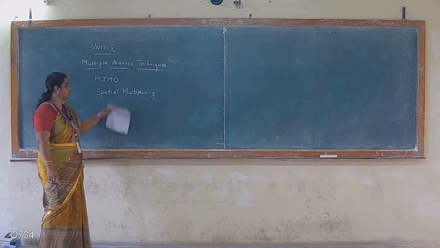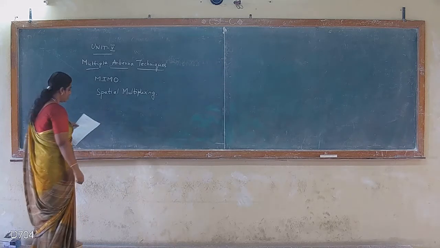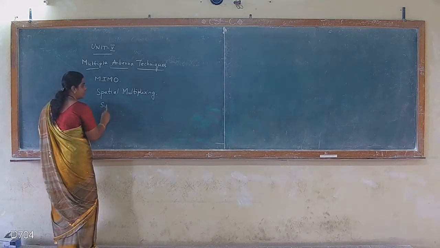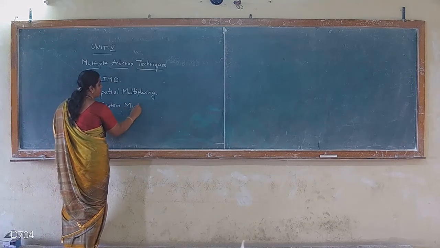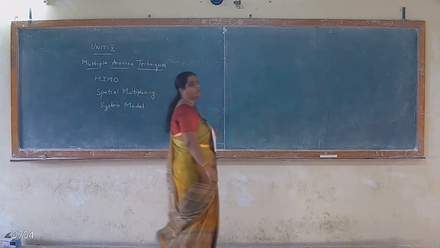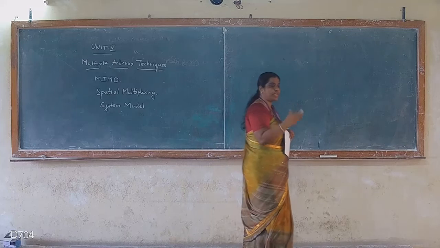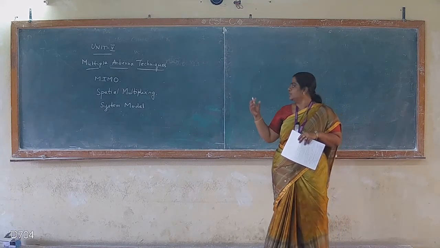So how are we going to model the system with respect to a MIMO system? In MIMO, how are we framing the system structure, and what are the mathematical equations relevant to that? All those things we are going to focus on in the system model. Then we are going to see pre-coding, beamforming, then transmitter diversity and receiver diversity.